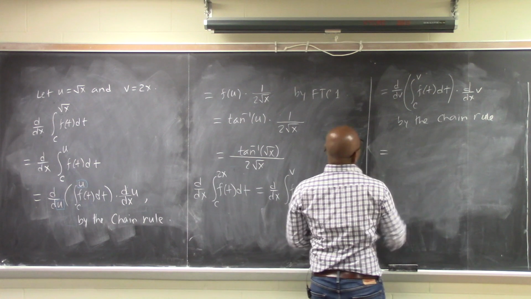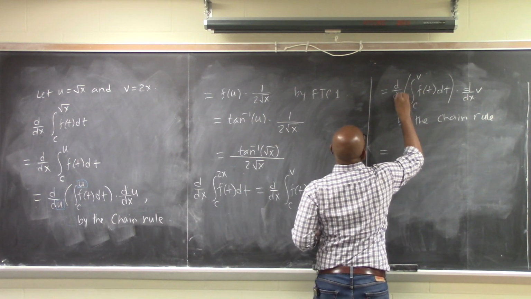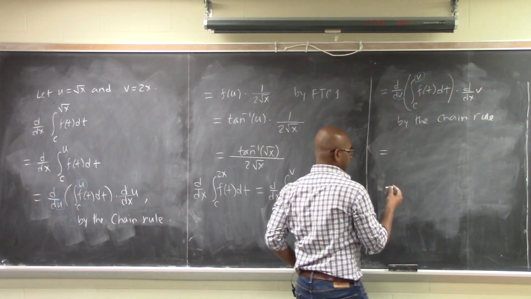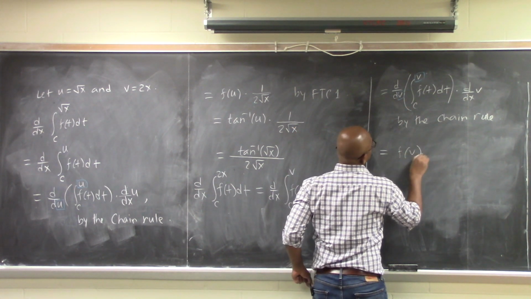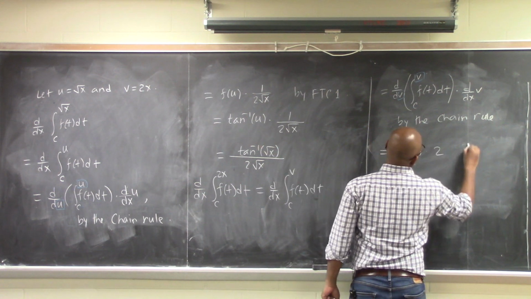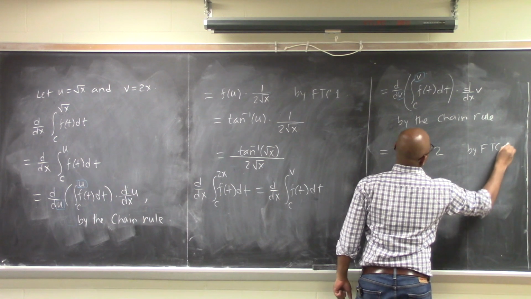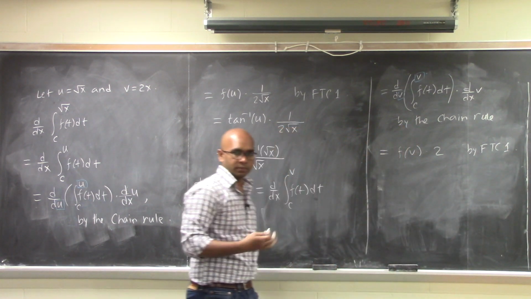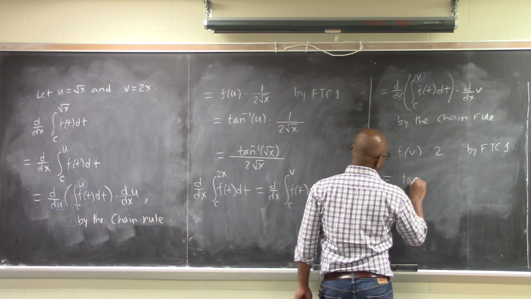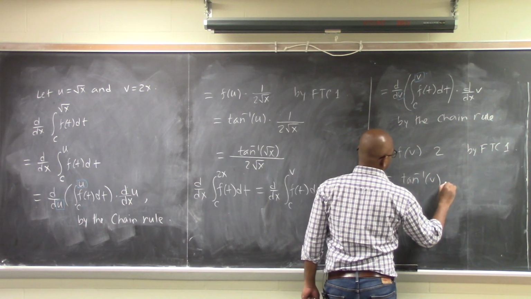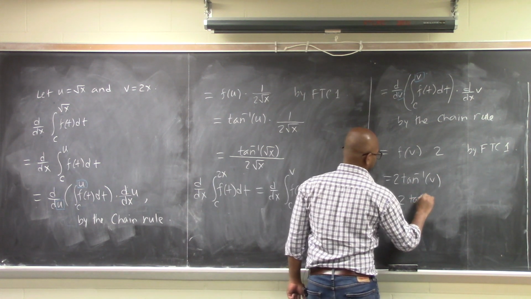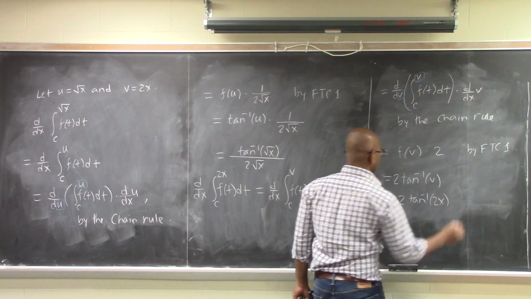So this guy is going to be what? We have v here, v there. So this is going to be f evaluated at v. So this is f of v times d/dx of v. d/dx of v is just 2, okay, by FTC1. All right. Now what is f of v? f of v is tan inverse of v, and we have this 2. But what is v? v is just 2x. So 2 times tan inverse of 2x.